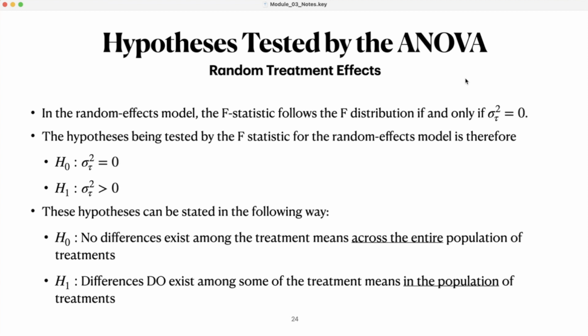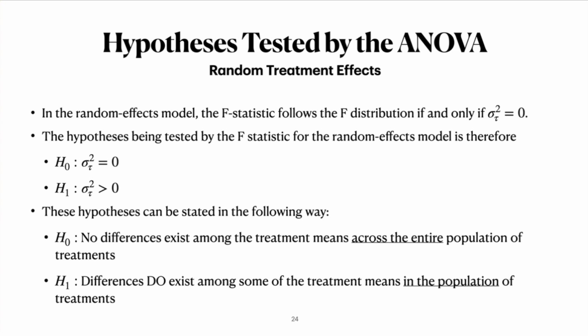All right, and then for the random treatment effects model, the F statistic follows the F distribution if and only if sigma squared sub tau is equal to 0, as we indicated when we looked at the expected mean squares. That implies that the hypotheses being tested by the F statistic for the random treatment effects model are as follows. Sigma squared sub tau being equal to 0 is the null hypothesis, which indicates that there's no variability among the treatments in the population of treatments, against the alternative that there is in fact variability among the treatments within the entire population of treatments.